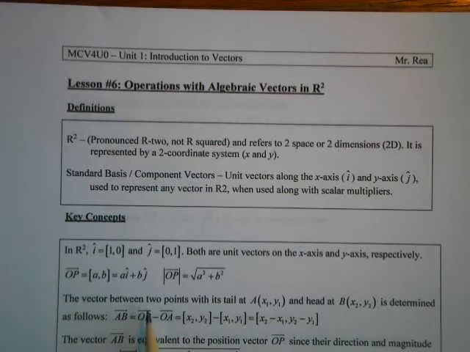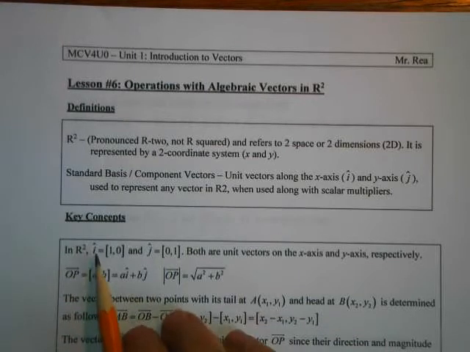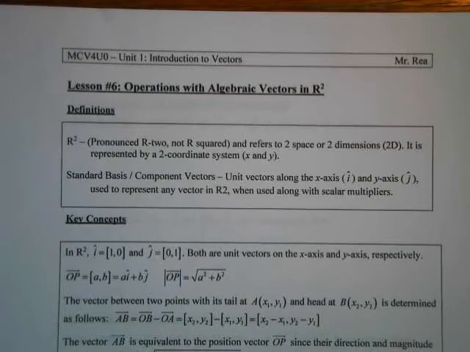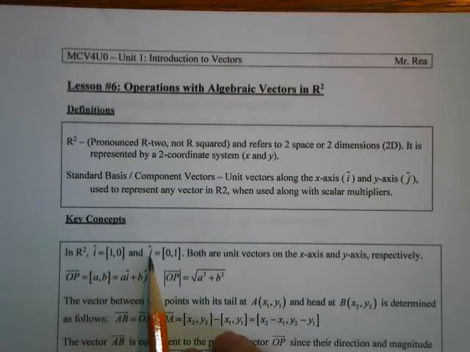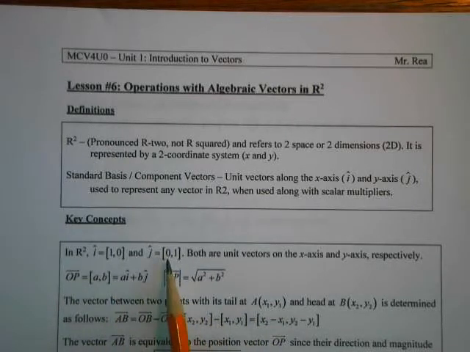So the key concepts in R2, I believe we talked about this before. We have two unit vectors. We have vector i hat, which is basically the unit vector, has a magnitude of 1 along the x-axis. And we have the j hat vector, which is the unit vector along the y-axis. And we're going to use multiples of these two vectors to represent any vector in R2.